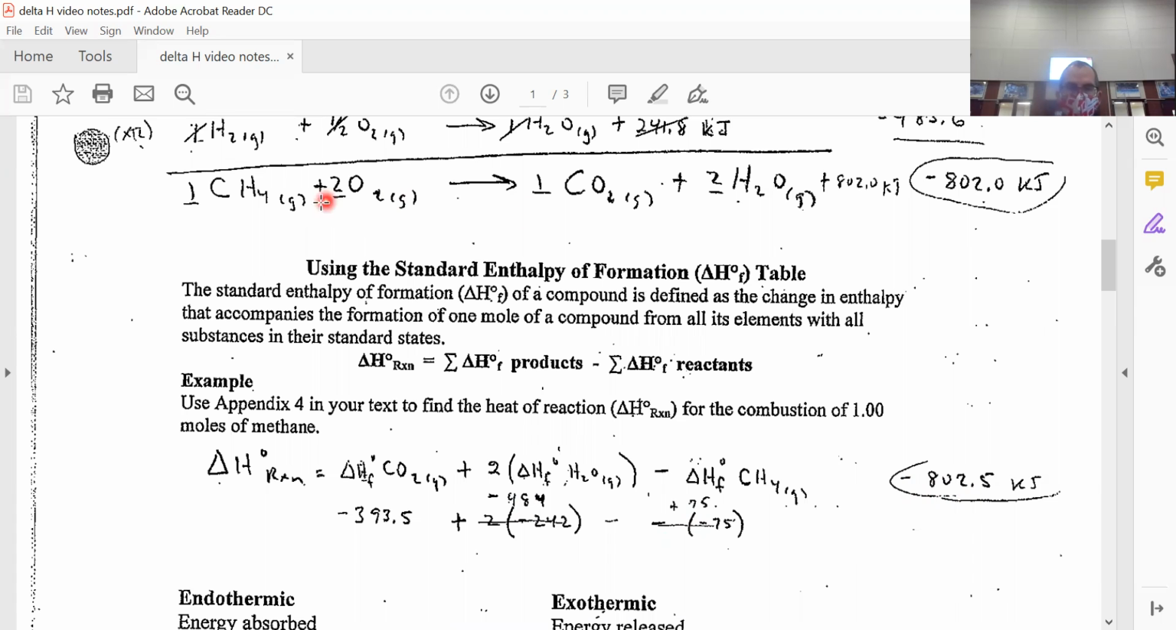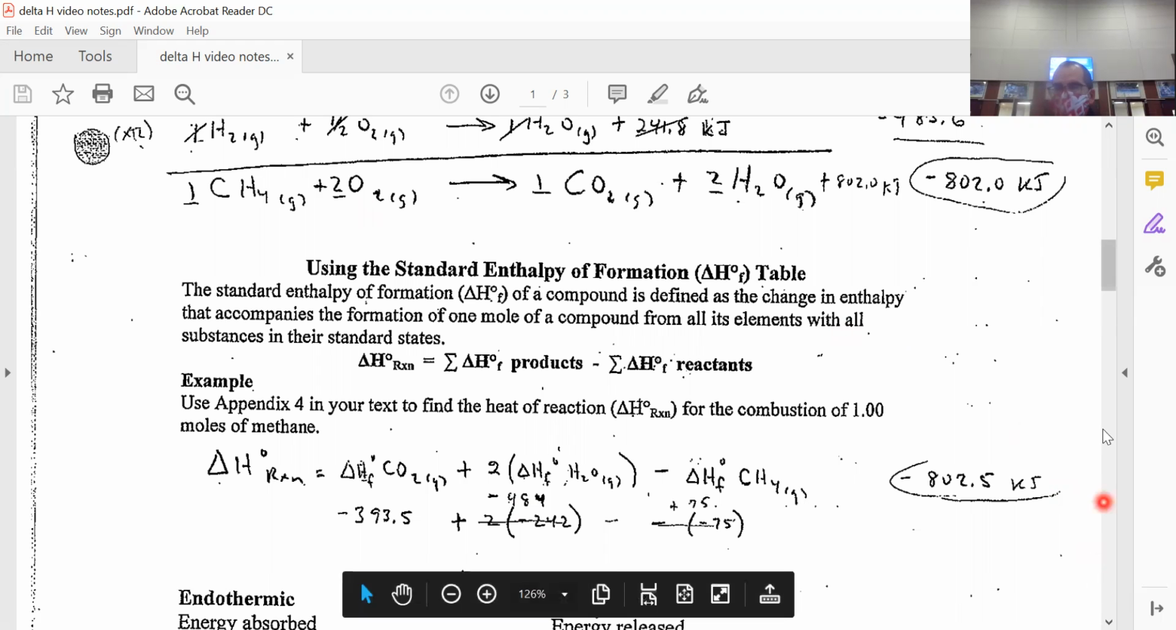Notice I did not include this here because elements in their free state are already formed. So the heat of formation would be 0 right here. An element in its free state would be that. So heat of formation is for compounds, okay, from elements in their free state. If something's already in its free state, there's no need to apply any energy to get there.